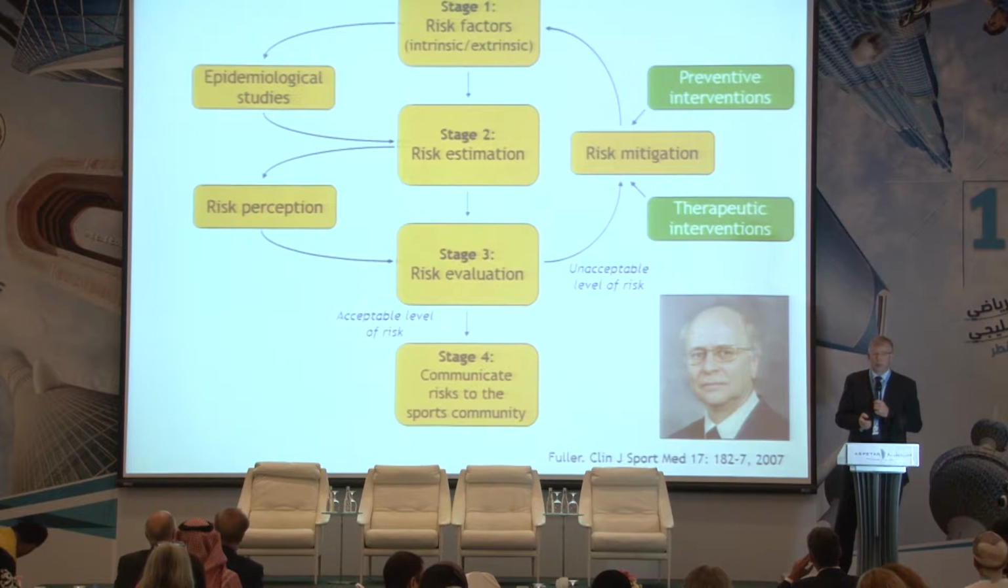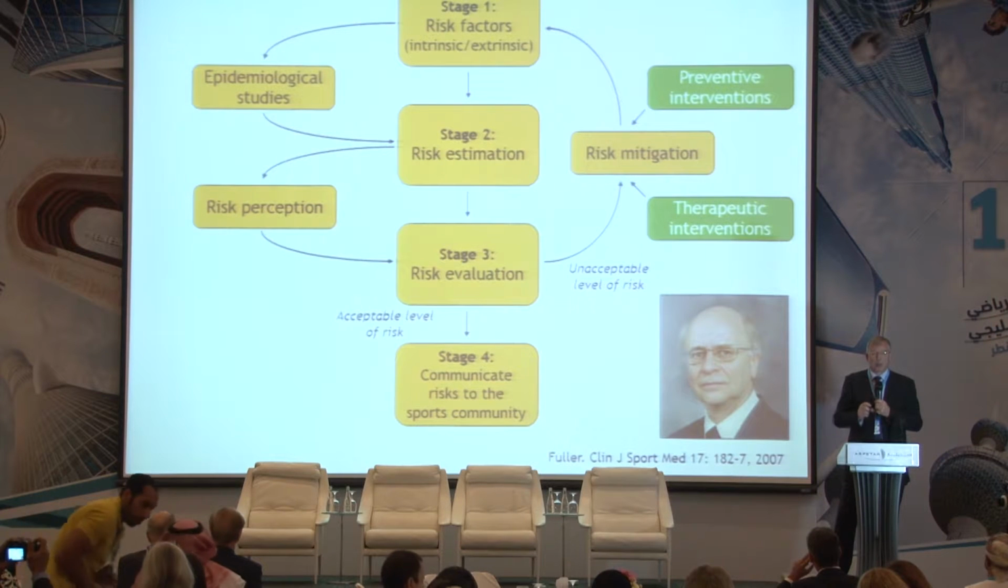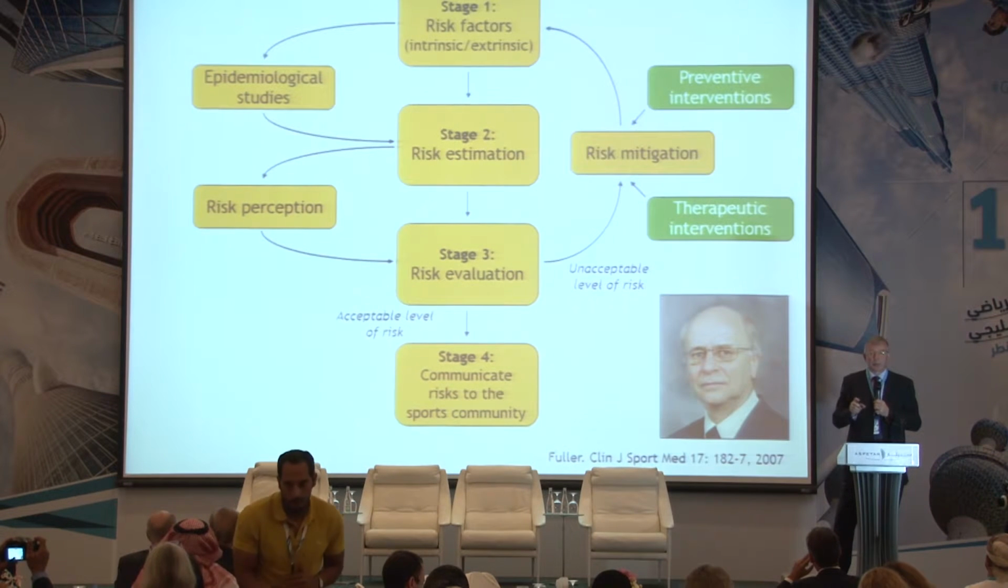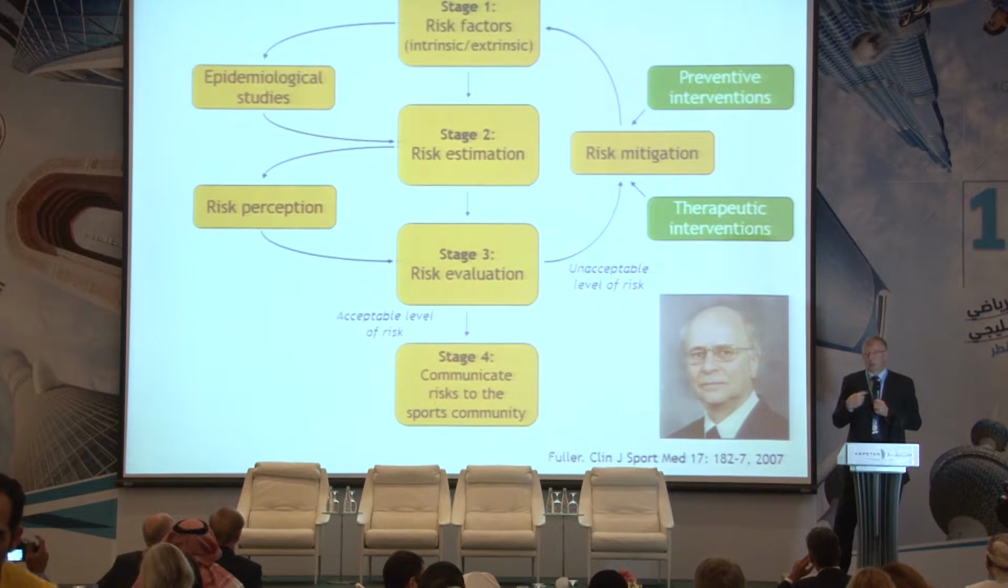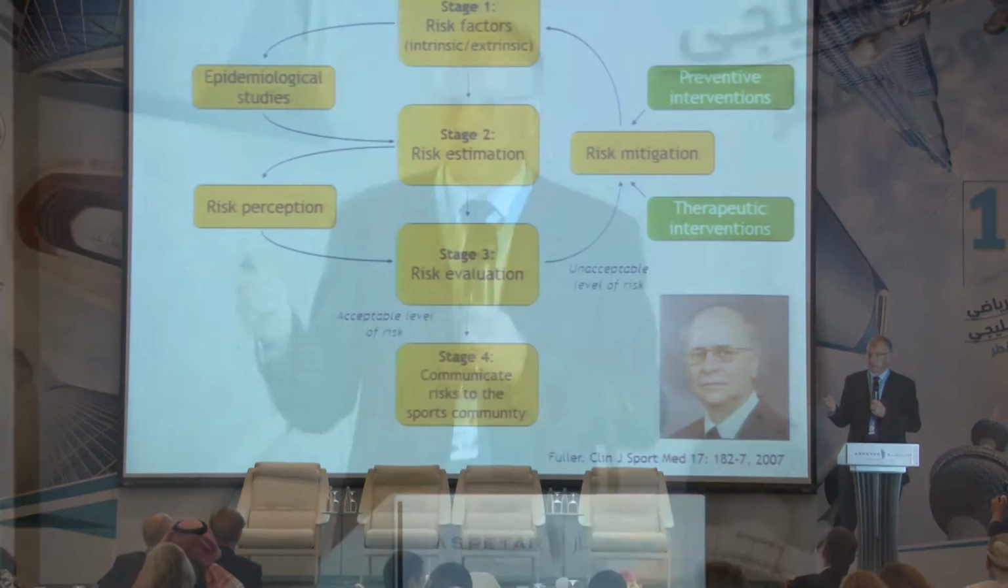Now, a good friend and colleague of mine, Colin Fuller, wrote a paper in 2007 where he outlined his risk management model. But I'm not that smart, so I really have problems understanding this model. It looks pretty complicated, doesn't it? So I've created my own, much simpler model, and this looks like this.